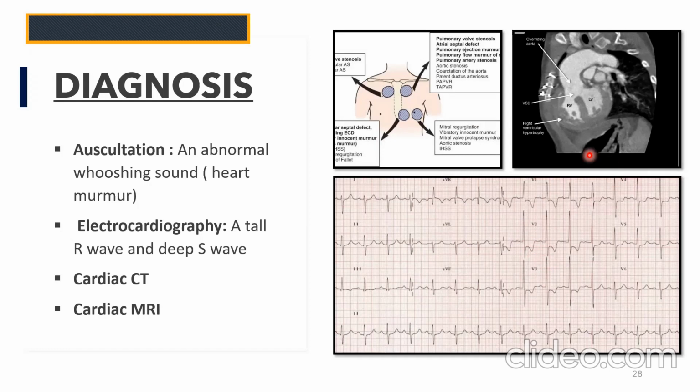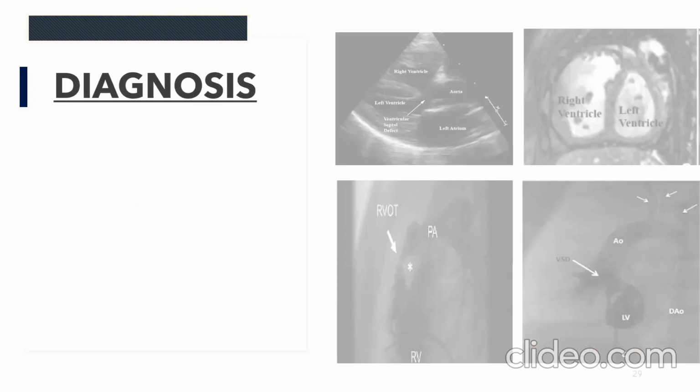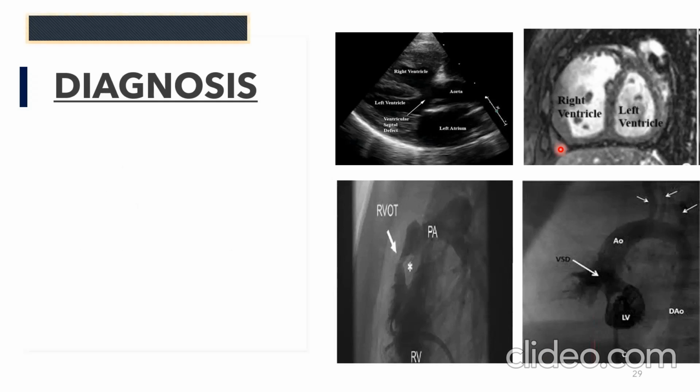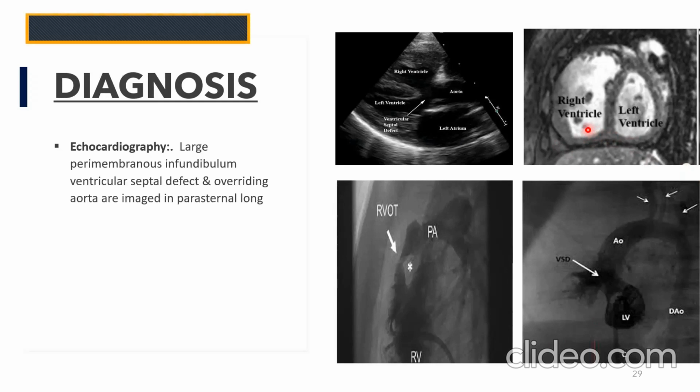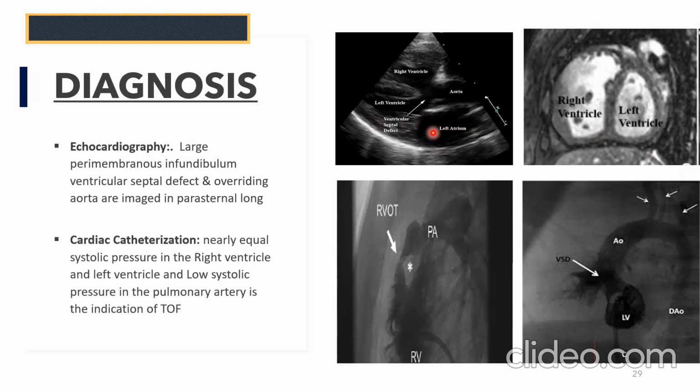Cardiac CT scan can also be done. It can show the overriding of the aorta, ventricular septal defects, as well as the right ventricular hypertrophy, as we can see in this CT. After the CT, cardiac MRI can also be done. It also shows the right ventricular hypertrophy and pulmonary stenosis. Echocardiography can be the best diagnosis for tetralogy of Fallot. Here we can see the parasternal long axis view of the echocardiogram. Here we can see the ventricular septal defect as well as the overriding of the aorta.